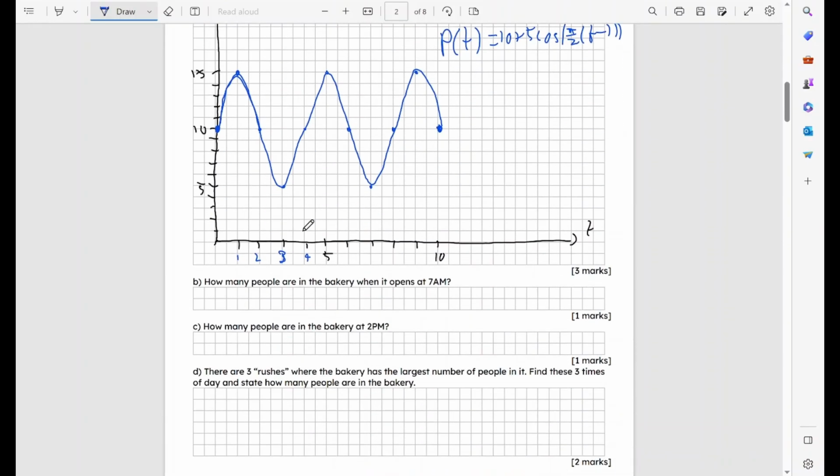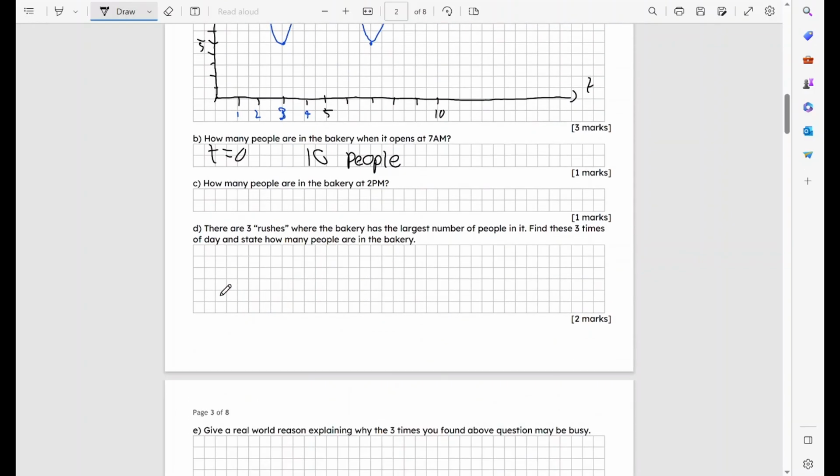How many people are in the bakery when it opens at 7 a.m? Well, we worked that out before. So at t equals 0, there are 10 people. And then we want to know how many people are in the bakery at 2 p.m.